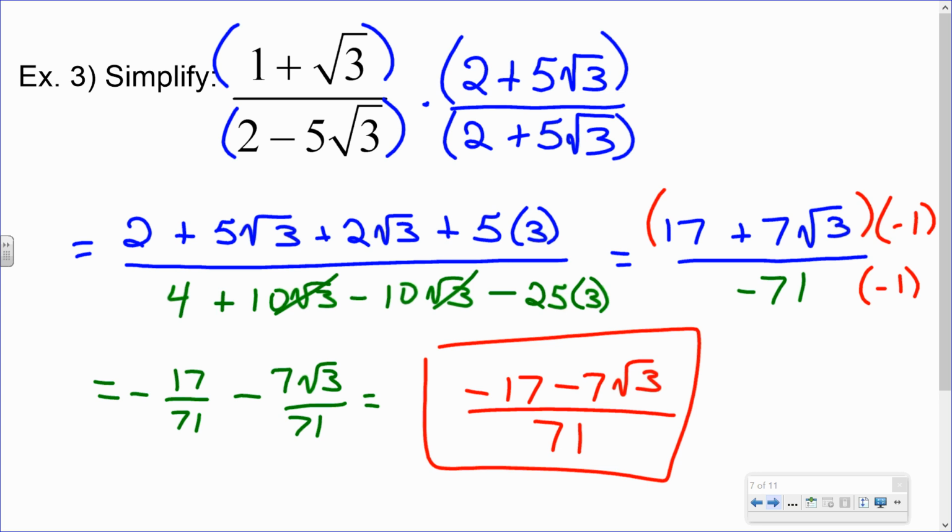Yes? Do you have to write the -1 over -1? I'm sorry, a little bit louder still. You could do that. Most of the time it's better to go ahead and put it in the numerator and switch all of the signs as you go through it.